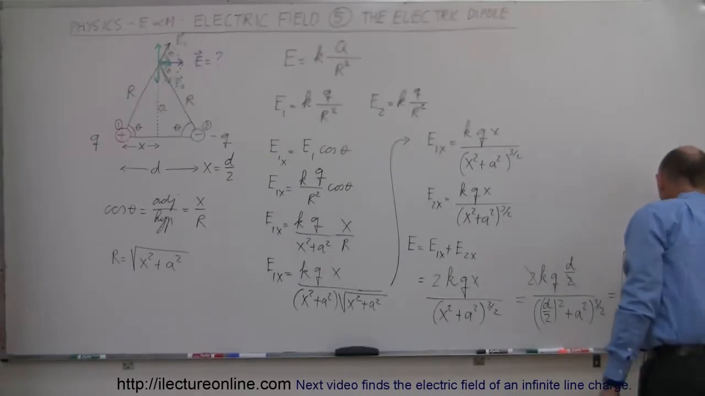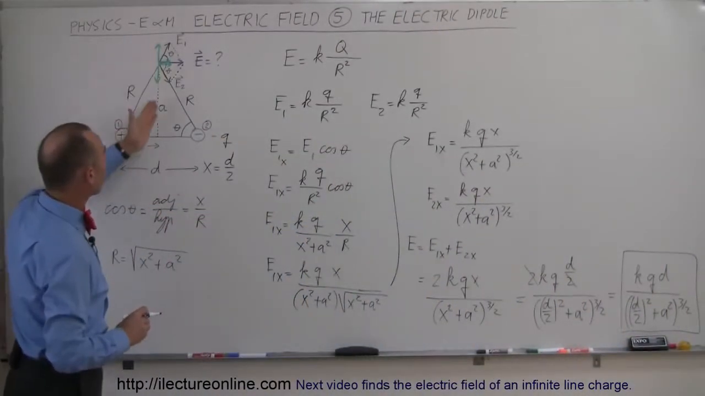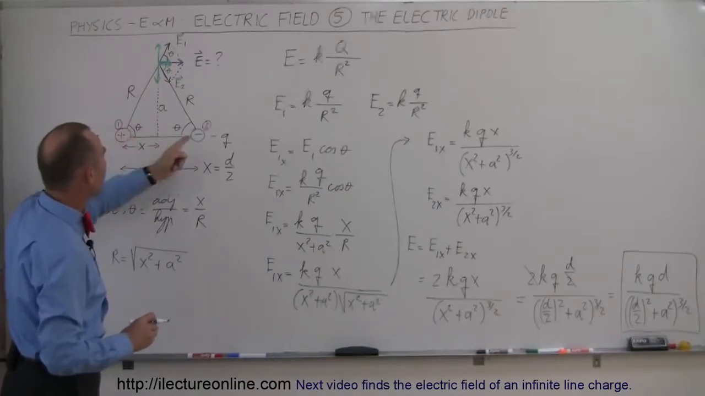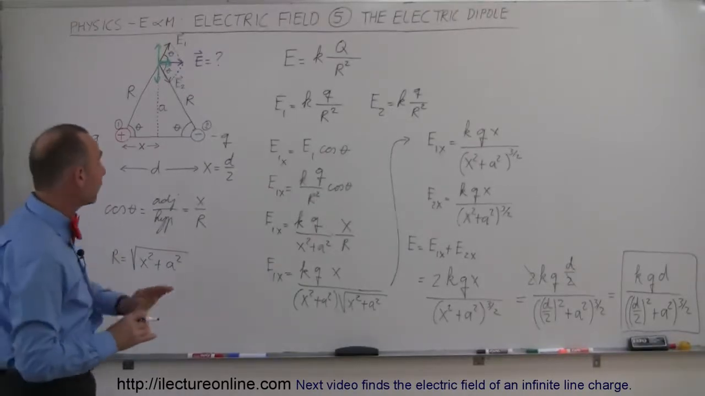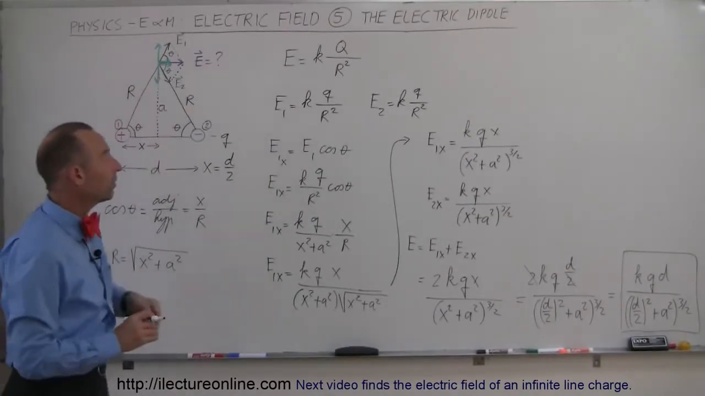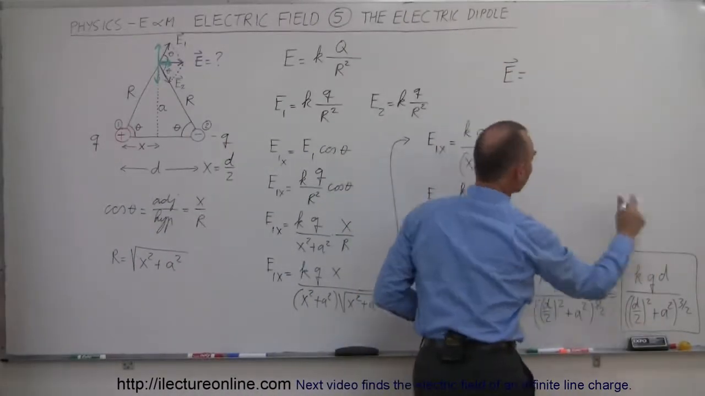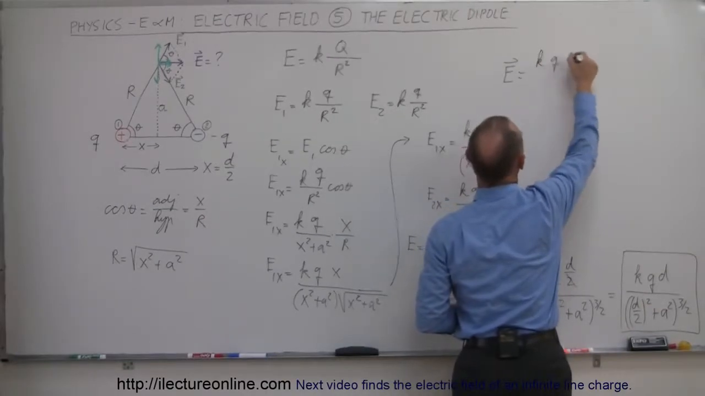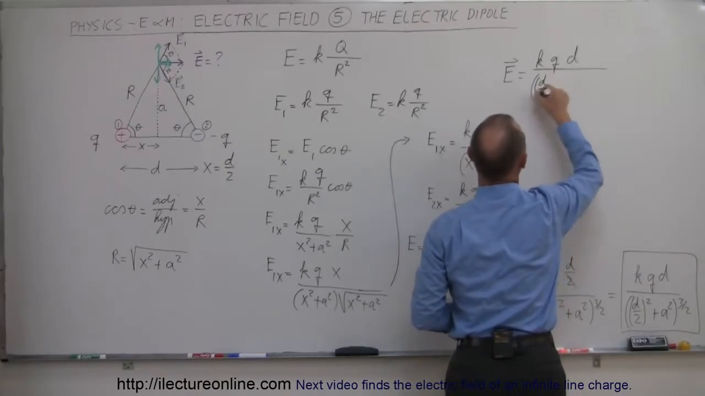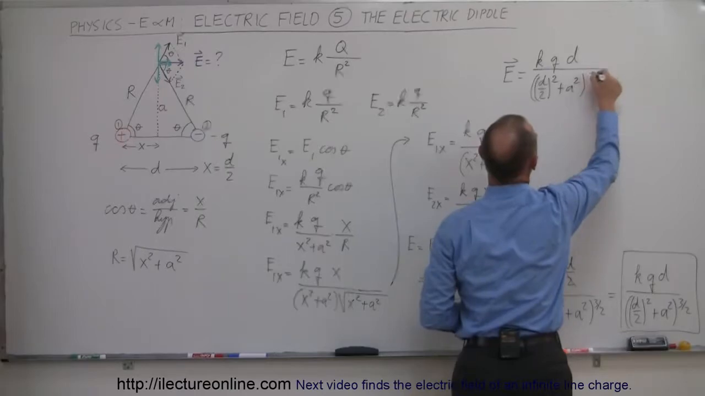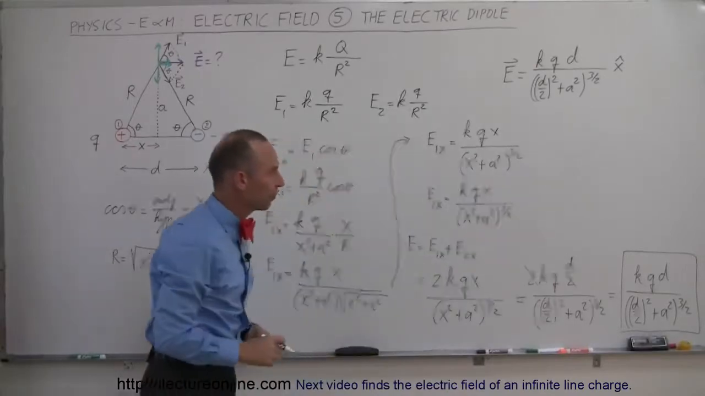And now we have the magnitude of the electric field caused by a dipole when the point of interest is right along the perpendicular bisector between the two charges. So, if you now want to write it in vector format, since E is to the right, you can say that the vector E is equal to the magnitude, which would be k times q times d divided by the quantity d over 2 squared plus a squared to the 3/2 power, in the positive x direction. So we can use x hat or i hat, whatever you prefer.